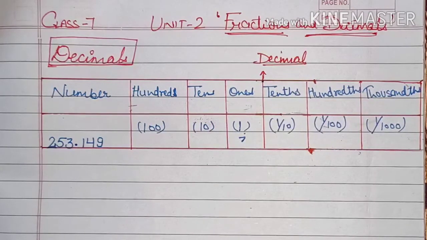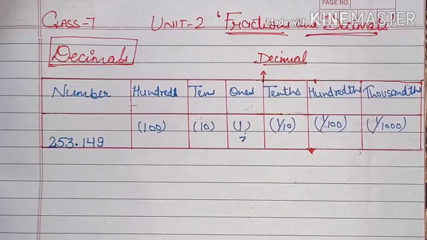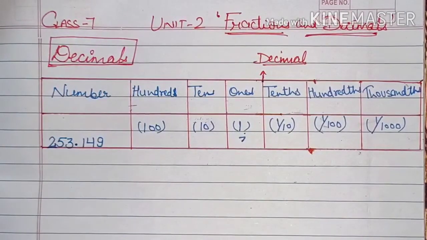Hello students, Unit 2 fractions and decimals is going on. Fractions part is over now. Now we will start with decimals. So you all have learnt about decimals in the earlier classes. Let's recall decimals here. Here I have drawn this place value table where we represent a decimal number.